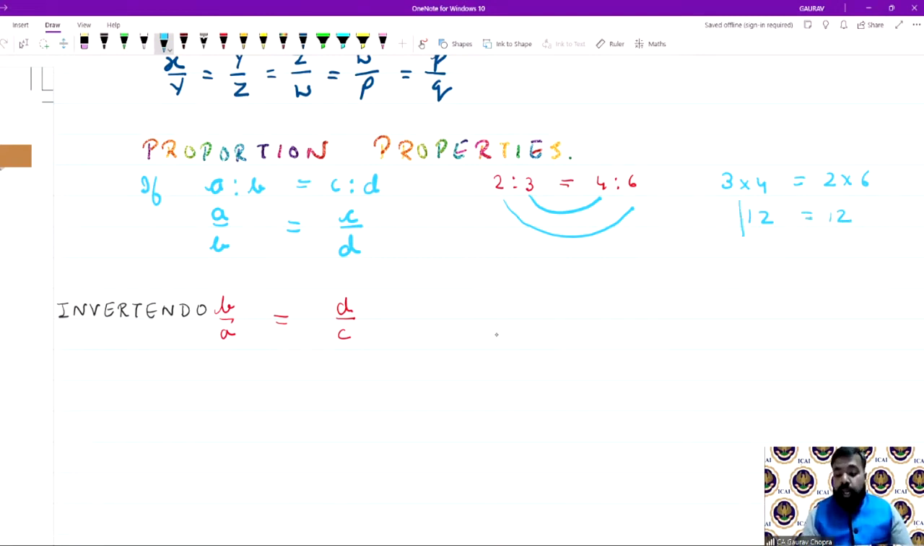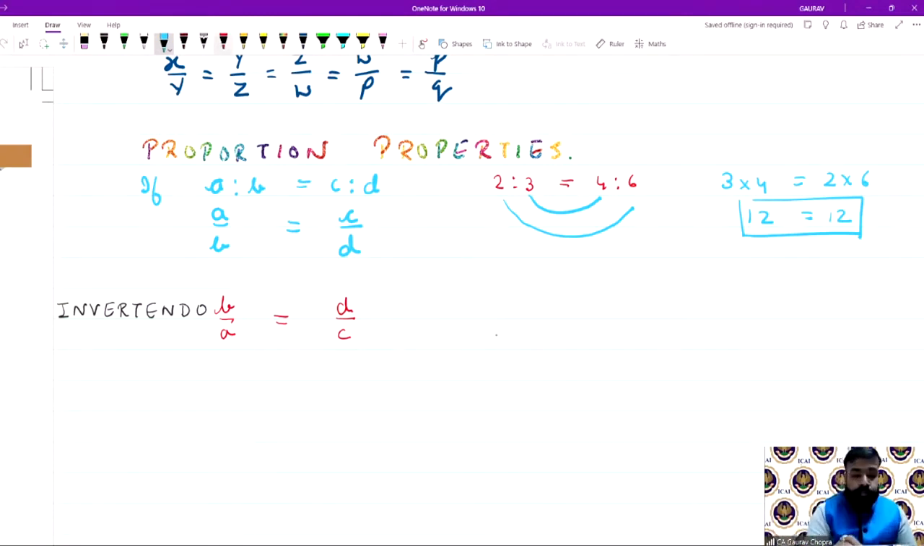We are having 12 on both the sides. That means they are equal. And whenever they are equal, they are said to be in proportion. So 2 ratio 3 and 4 ratio 6 are in proportion, and we have proved it according to the cross product rule.